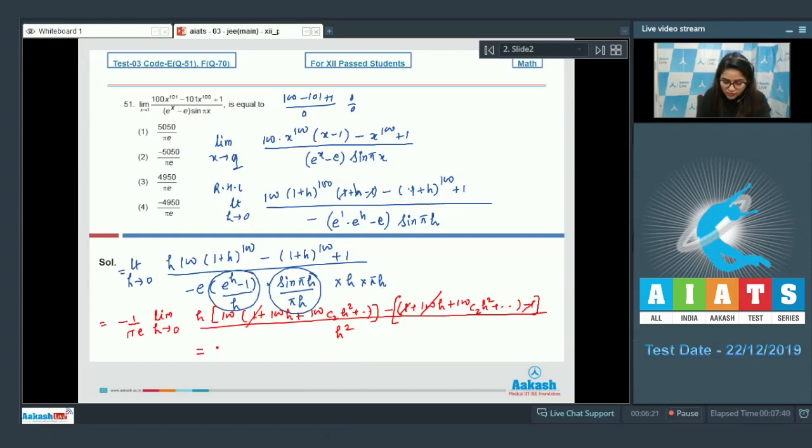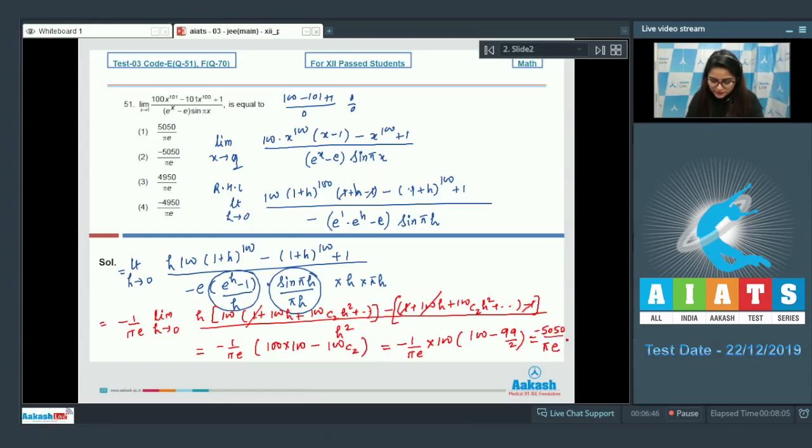So h square you can take common, it is going to be cancelled by the denominator and you are left with minus 1 upon πe multiplied with 100 into 100 minus 100C2. Just calculate it: this is minus 1 upon πe into 100 into 100 minus 99 divided by 2, which is equal to minus 5050 divided by πe. So option number 2 is your correct answer.